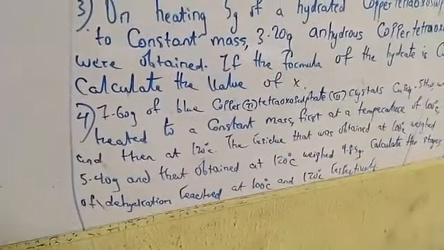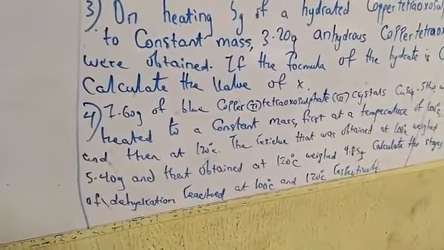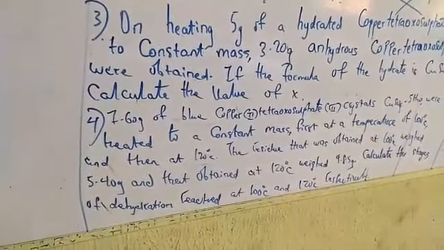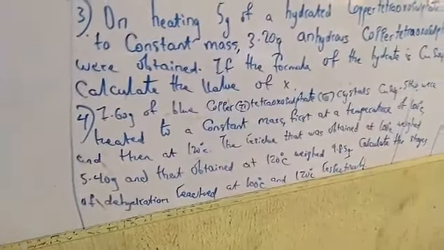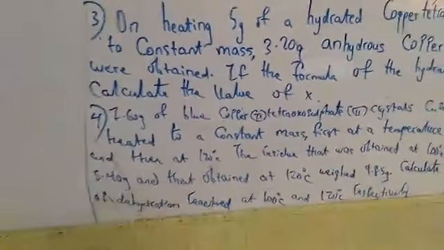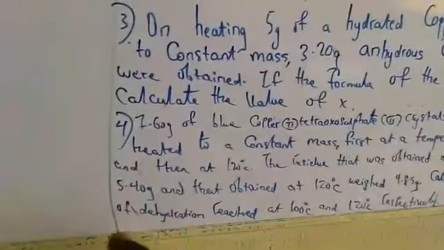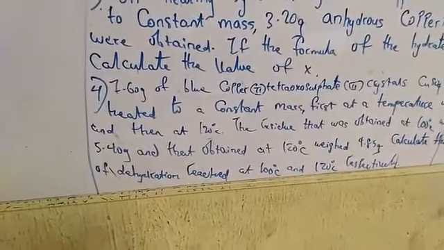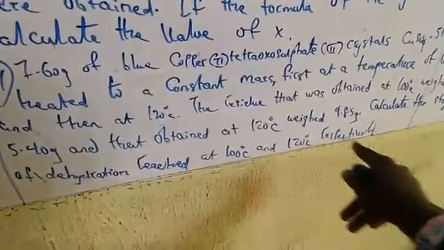Now, number 4 and number 1 are similar. Here they say 7.60 gram of blue copper sulphate. You can pause the video and write out the questions for solving. Okay, let me explain number 4 so I'll not procrastinate or postpone what I'm supposed to do. Calculate the stages of dehydration which are at 100 degrees Celsius and 120 degrees Celsius.